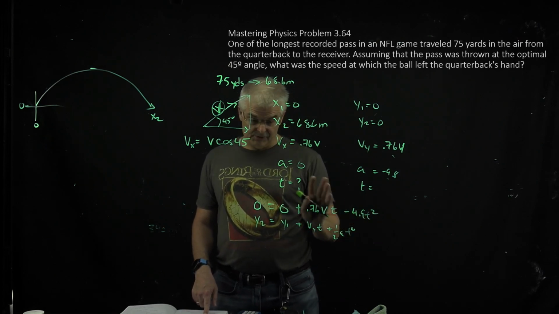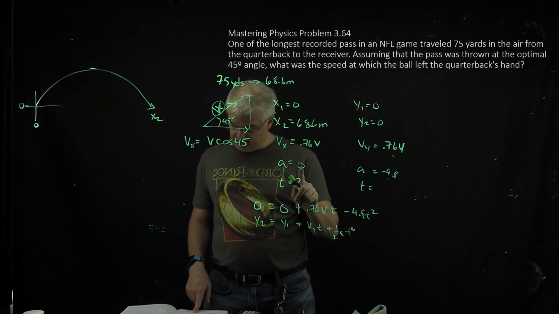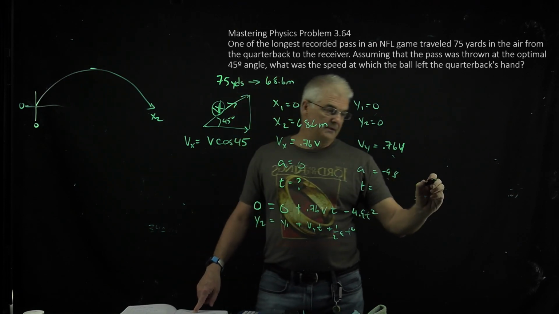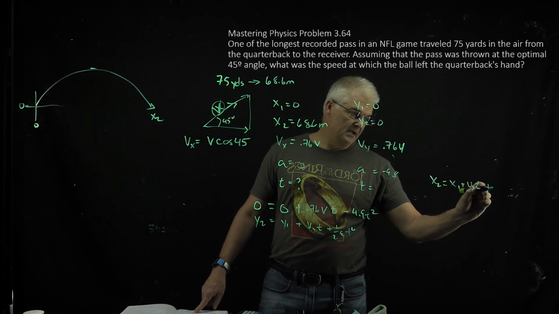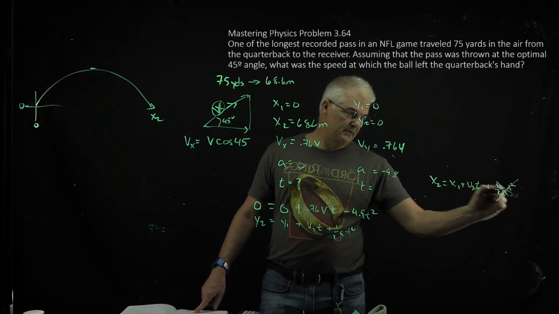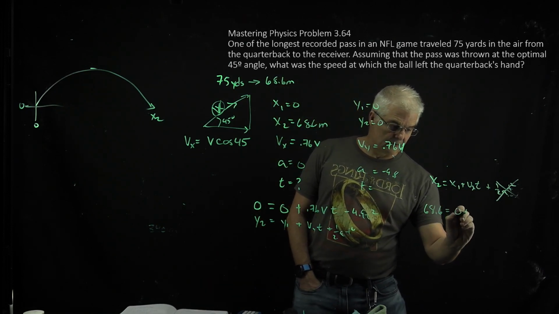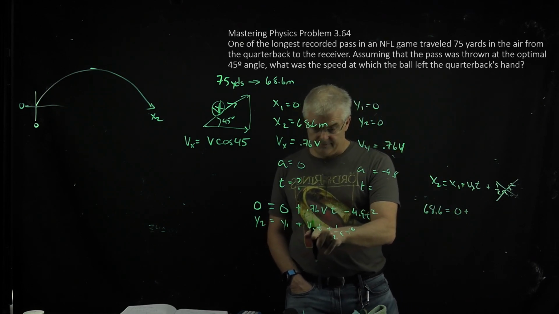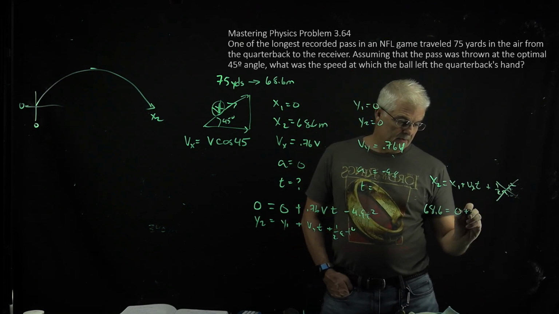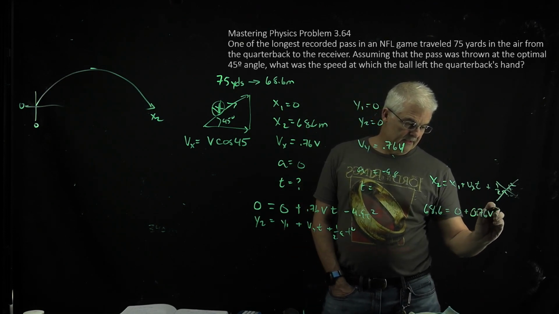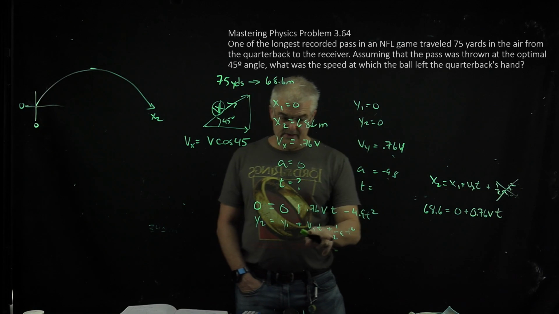Now I've got two variables, so I can't solve this problem yet. On the x side, I can say x2 equals x1 plus vxt plus 1/2 at squared. Remember, there's no acceleration, so this drops off. We know what x2 is. 68.6 equals 0 plus 0.76 vt, same thing. So we've got this equation, and then we have the other equation.